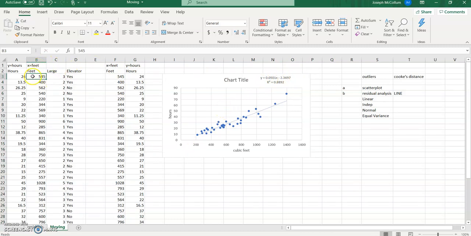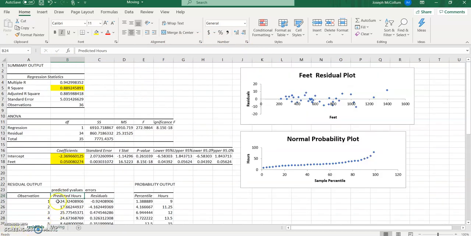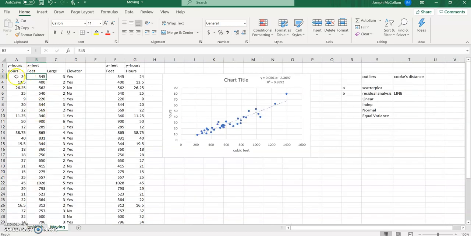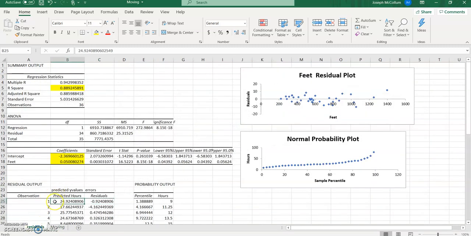So if you plug in 545 for cubic feet into this equation, your predicted value will be 24.92 hours. If you notice that residual, my error is negative 0.9. Why? Well, let's look at what we actually had. We actually had 24 hours. Our prediction was 24.9. So we are over predicting by 0.92, and that's what the negative represents. We are over predicting by 0.92.